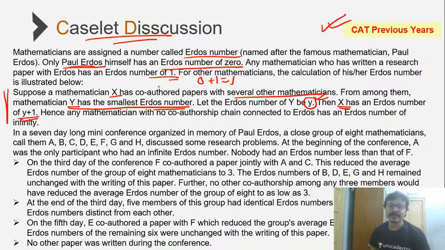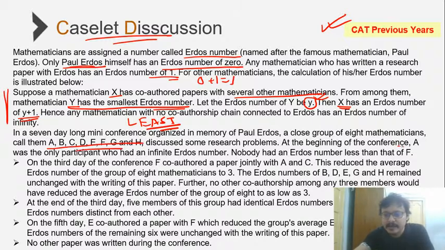So in every case, what is happening is you're finding the lowest Erdős number in the group. That person will retain his Erdős number. All the others will end up having an Erdős number of 1 more than that person. So if you want to reduce your Erdős number at any point of time, your objective should be to co-author with the person who has the least Erdős number, because that is the easiest way to reduce one's Erdős number.